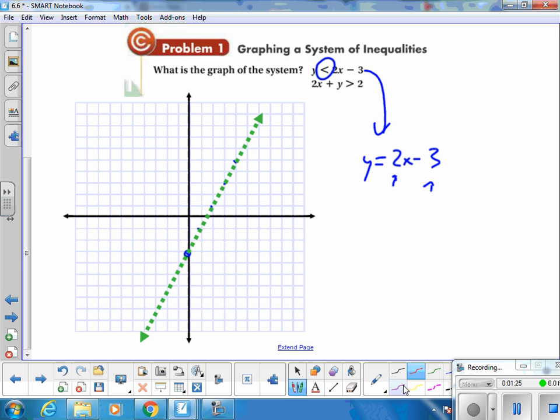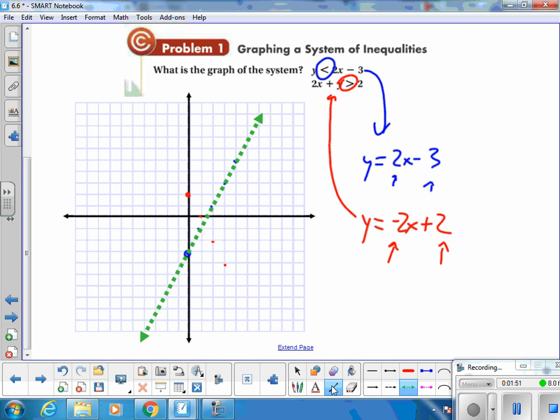Okay, let's look at the second equation right here. I'm going to move some things around so I can see it, and this allows me to see the y-intercept. It's at 2, and the slope is -2x. So rise, run. And this one is a greater than symbol, so this one will also be a dotted line, because the solution is not sitting on the line as represented with that symbol.